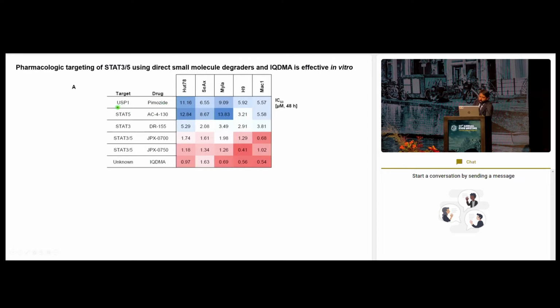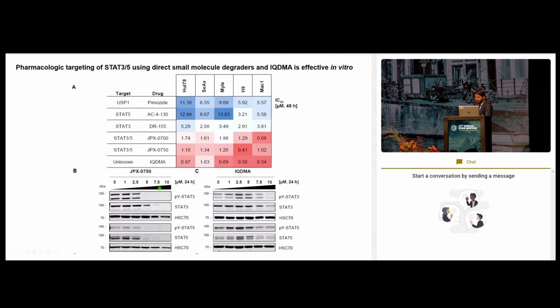We used pimozide, which is a USP1 inhibitor, but also STAT3 pathway inhibitors, the classical STAT3 inhibitors, and some newly synthesized drug compounds from our medicinal chemistry collaborator from the University of Toronto, and IQDMA. Here you can see that JANPIC750 and IQDMA have quite a low IC50, so we use them as lead compounds for further investigation.